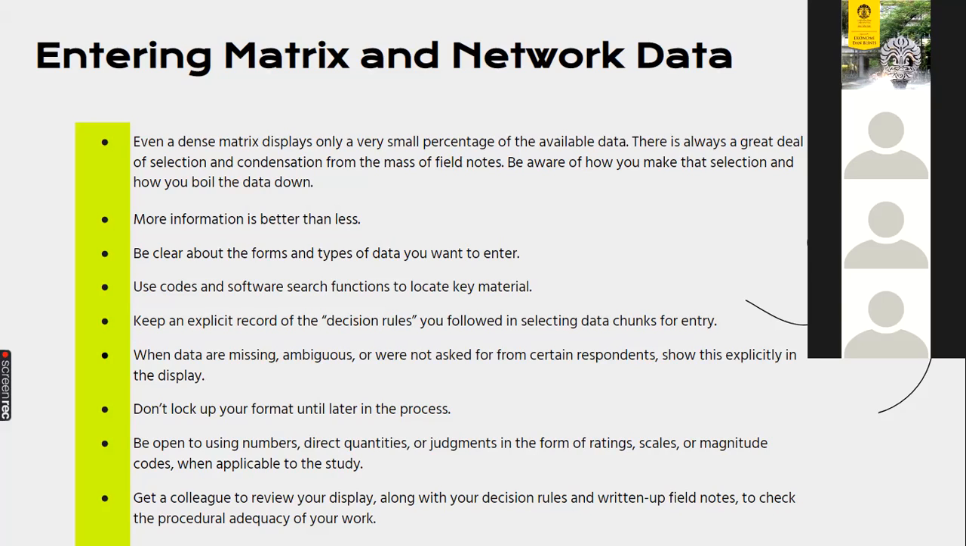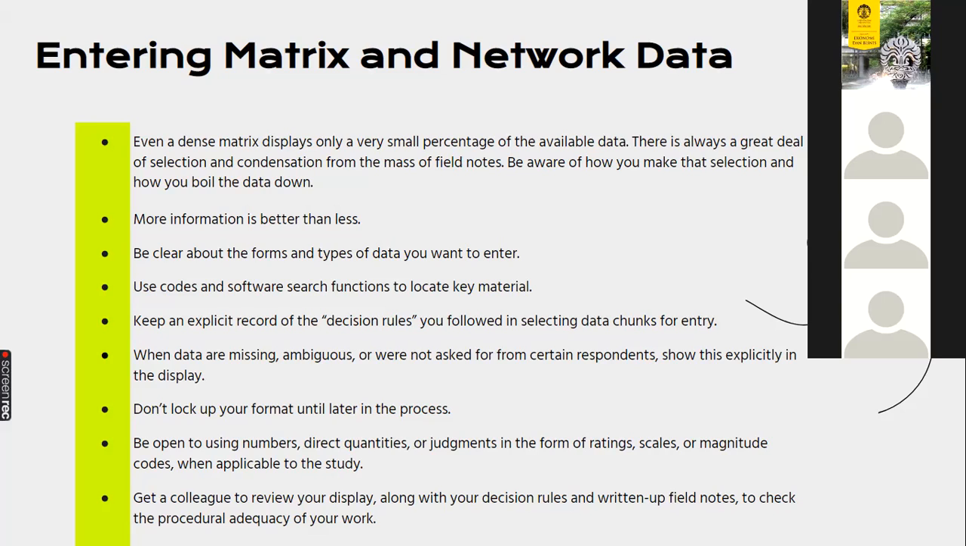So we should be aware of how we make the selection and how we summarize the data, because we are not going to throw away our field notes, so we can always refer back to the full material. More information is better than less, because having too thin cell entries will keep us away from the meaning of the data. And we should be clear about the forms and types of data we want to enter, where we can use direct quotes, paraphrase, general summary, judgment, ratings, and so on.